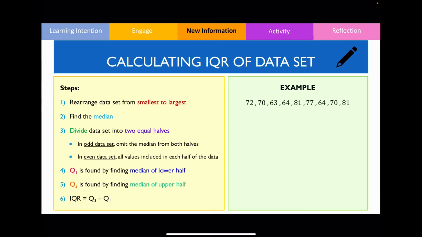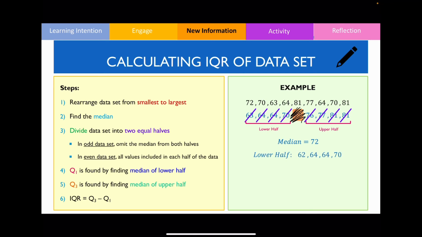So let's go through an example. In this example, I'm going to sort the numbers from smallest to largest, and now I'm going to calculate the median by crossing off the numbers from both ends until I reach one number. If you have done this correctly, you can see that the median value is going to equal 72. And now, because this is an example of an odd number dataset, we exclude the median from both halves. So we eliminate that value, and that's going to be my lower half and that's going to be my upper half.